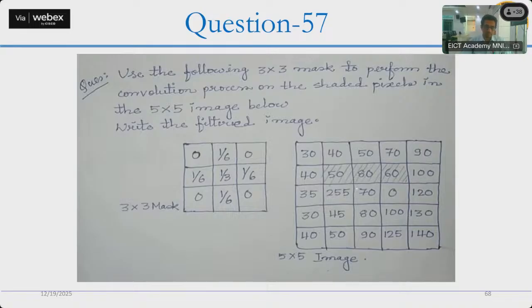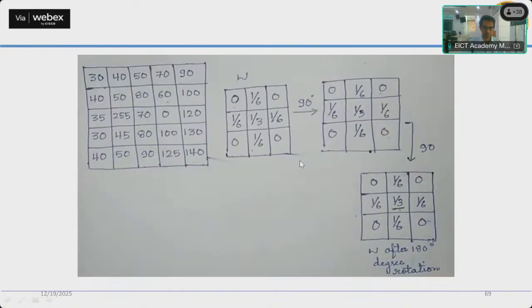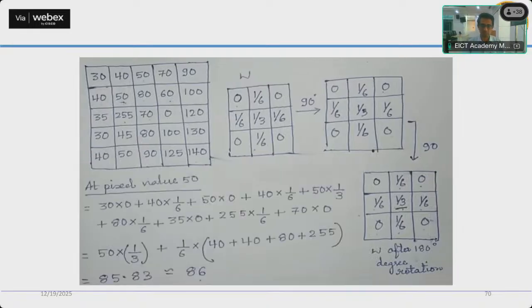This is a 3 by 3 mask, and this is a 5 by 5 mask. So how will you do it? When you do it with this part, you will need to do the padding also. W here, when it has been shown.